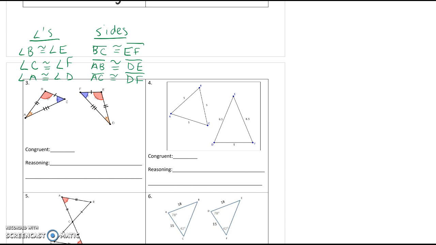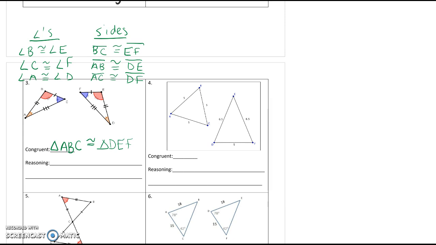So far we have 3 corresponding congruent angles and 3 corresponding congruent sides. So are they congruent? Yes, they're congruent. And the way we're going to write that again is triangle ABC is congruent to triangle, since we start off with A, we have to start off with D because they correspond. B corresponds with E, and C corresponds with F. So triangle ABC is congruent to triangle DEF.